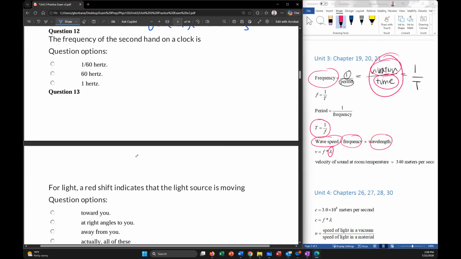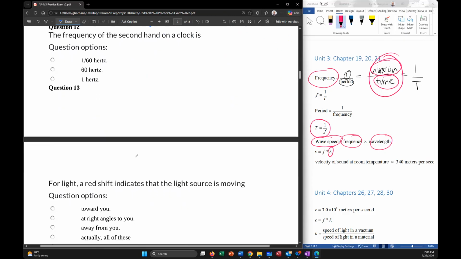The frequency of the second hand on a clock is, okay, second hand. How many seconds does it take for the second hand to complete one vibration? We are talking about the minute one. Okay, minute. So it takes 60 seconds to complete one vibration. Again, we can calculate that. One vibration completed in 60 seconds. So we call it 1 over 60 hertz.